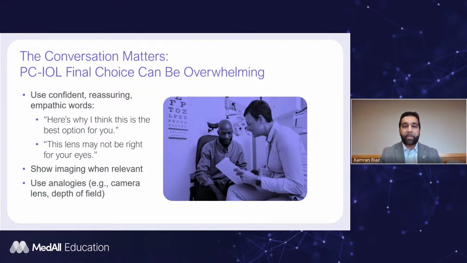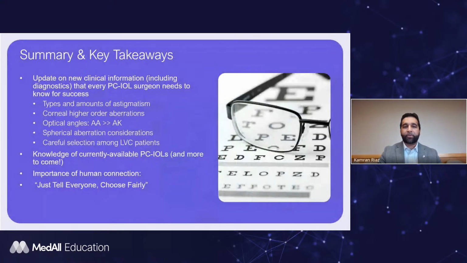But we also may have patients who are super motivated because their spouse or neighbor got a fancy pants lens and they want the same thing. But if we see that they're not a good candidate, we have to be the adult in the room and tell them that, hey, I think this lens may not be right for your eyes. I think showing imaging when relevant and using analogies can be very helpful to kind of educate patients, because again, it's overwhelming for us as surgeons. Imagine how overwhelming it is for patients as they're trying to make a decision in your chair in that 5 to 10 minutes of FaceTime they have with you.